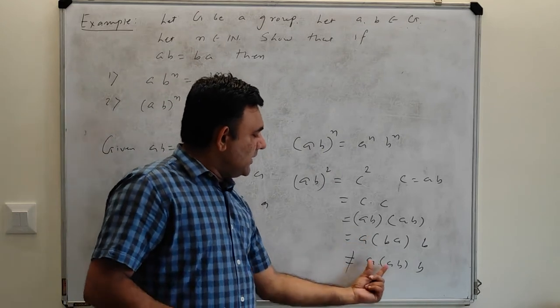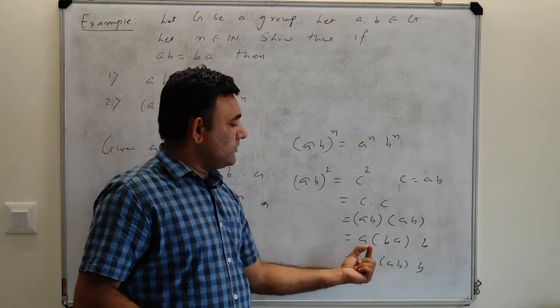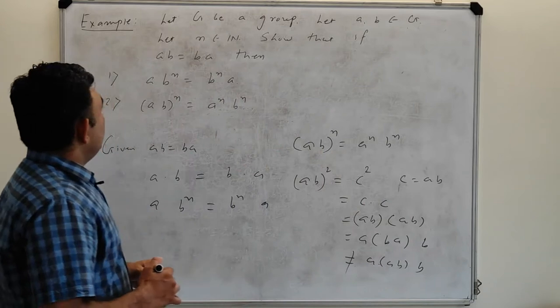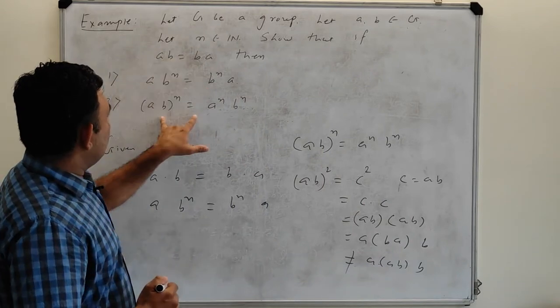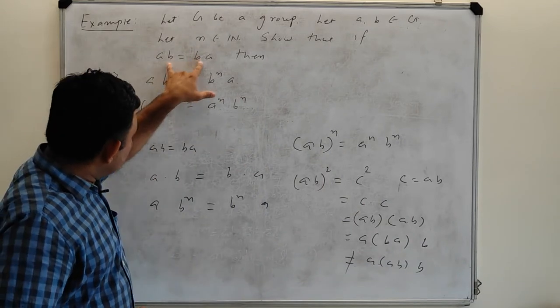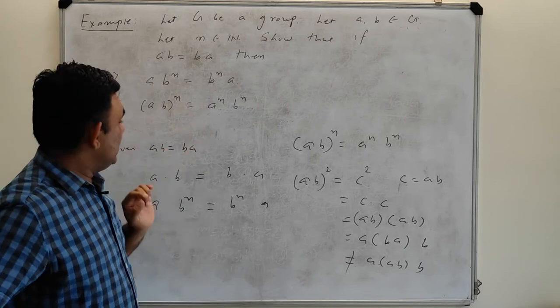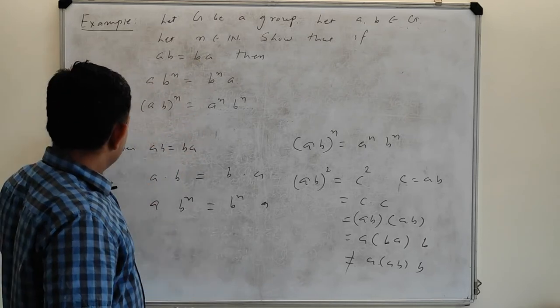And once we have this step, then it is A square B square. So AB square is equal to A square B square. So if this condition is not given, then we can't write this. So if you have this, then you can have this thing. So let us prove all these things.